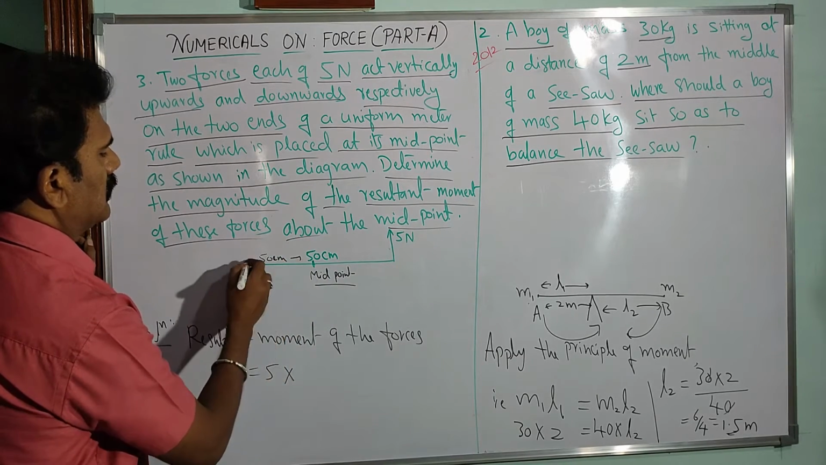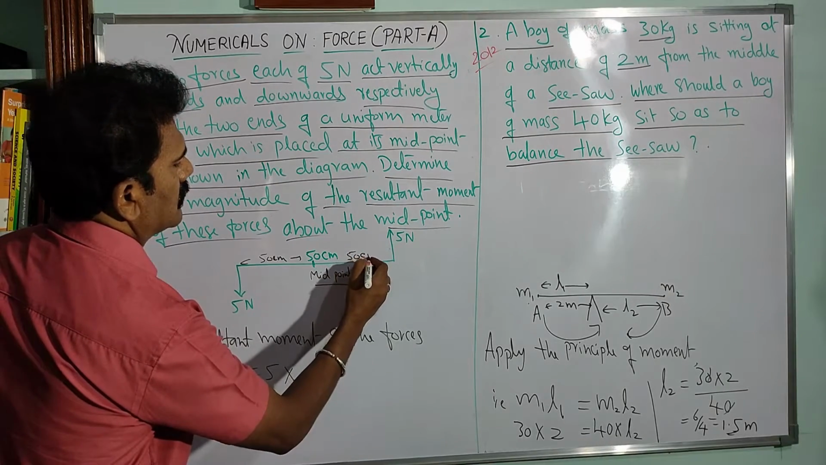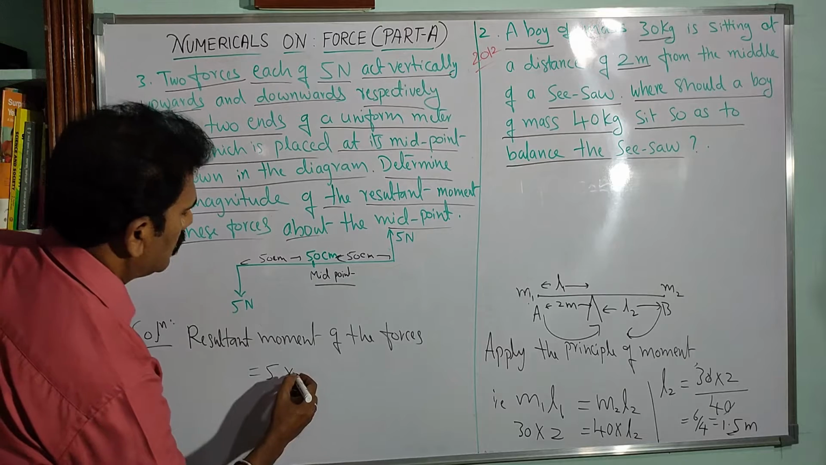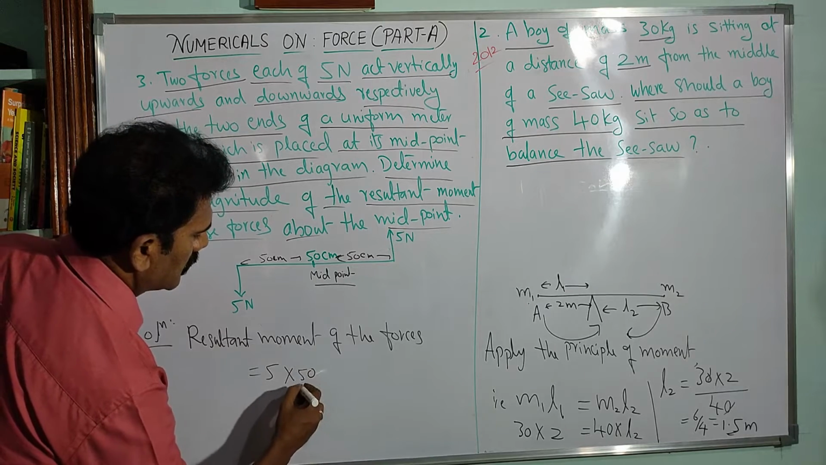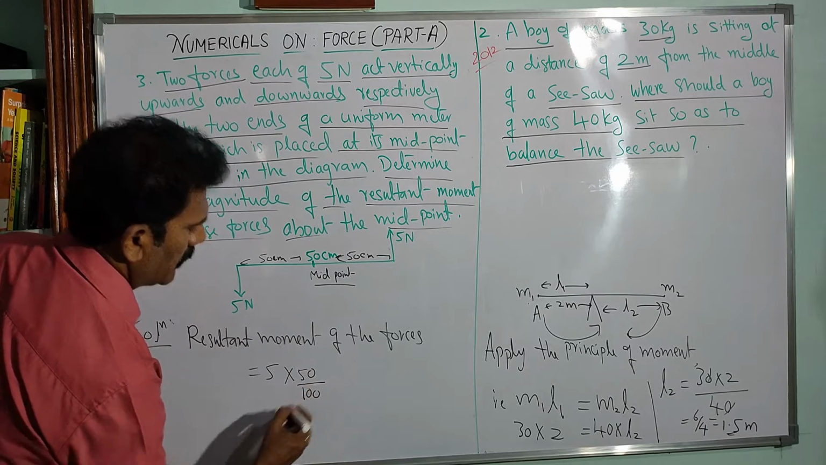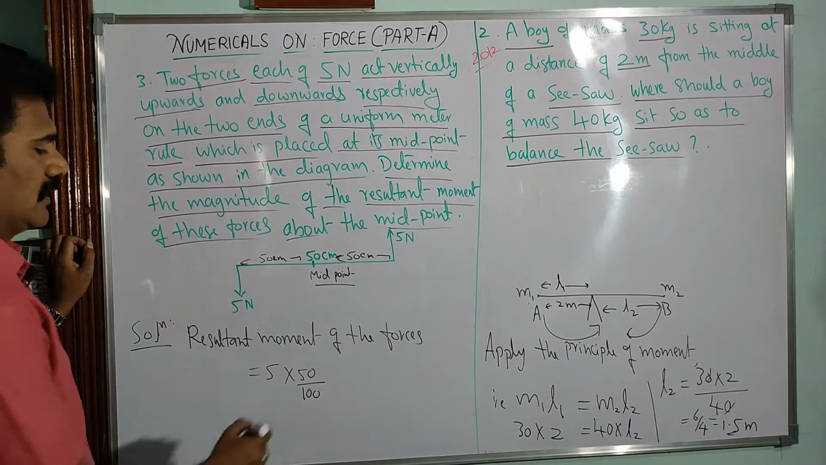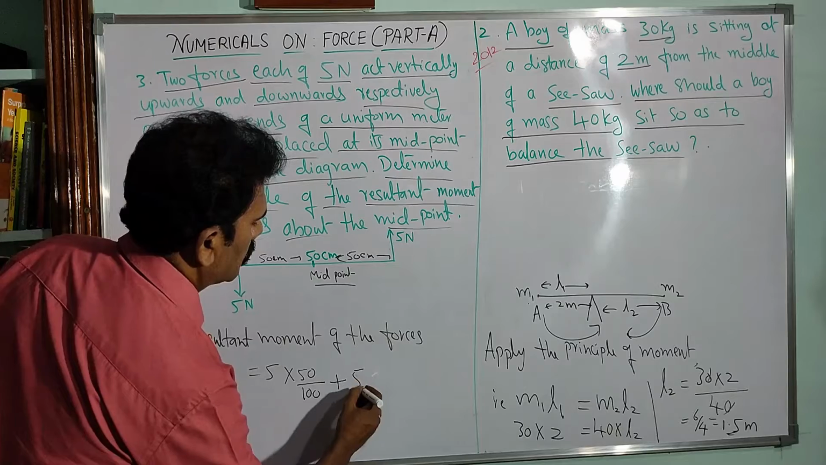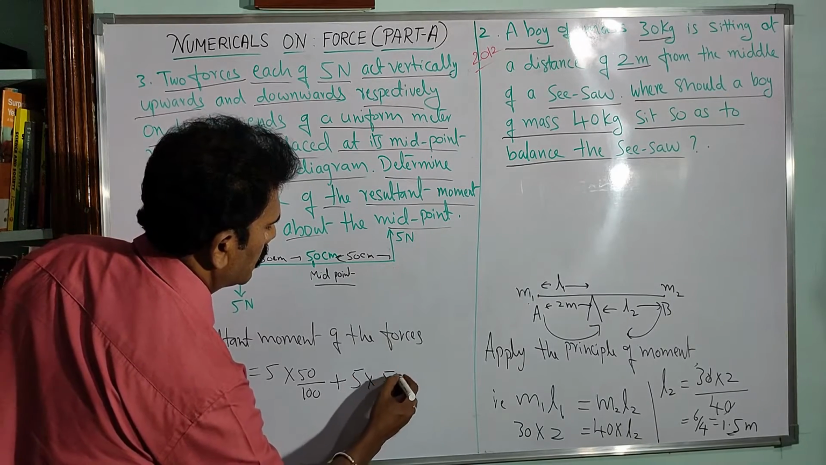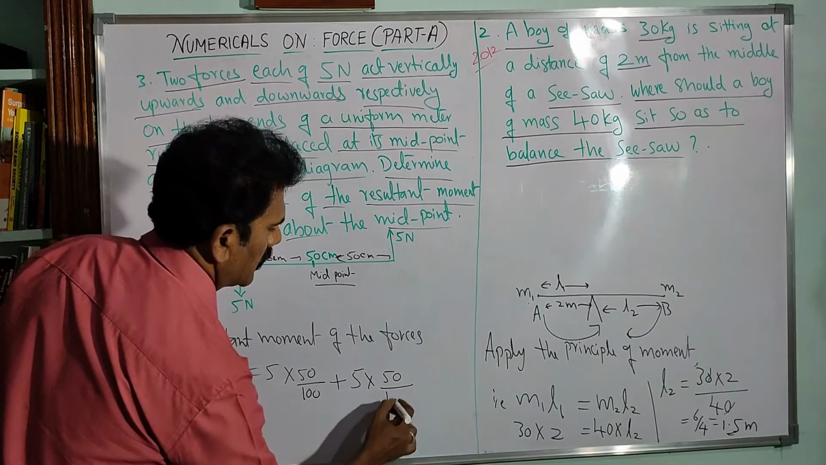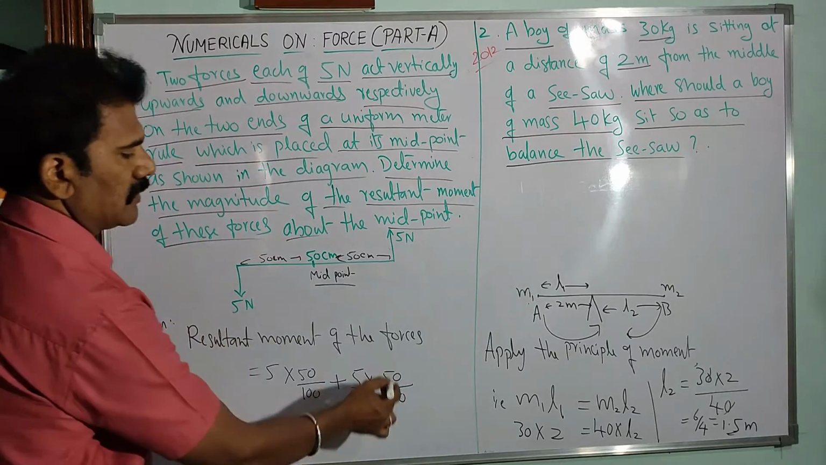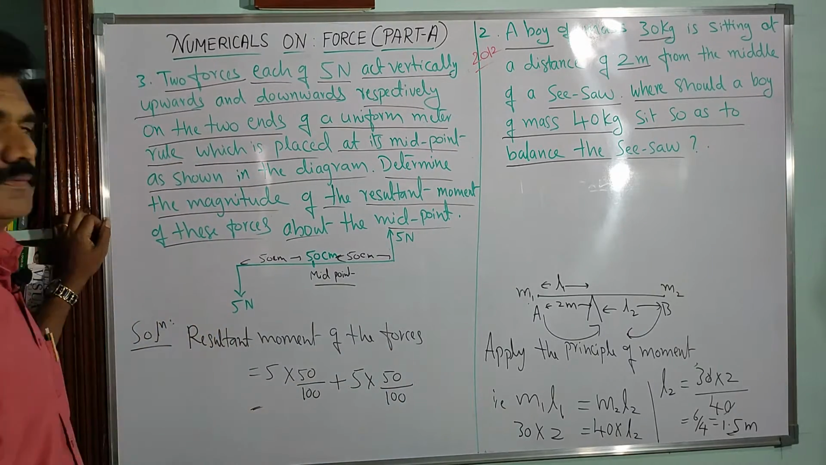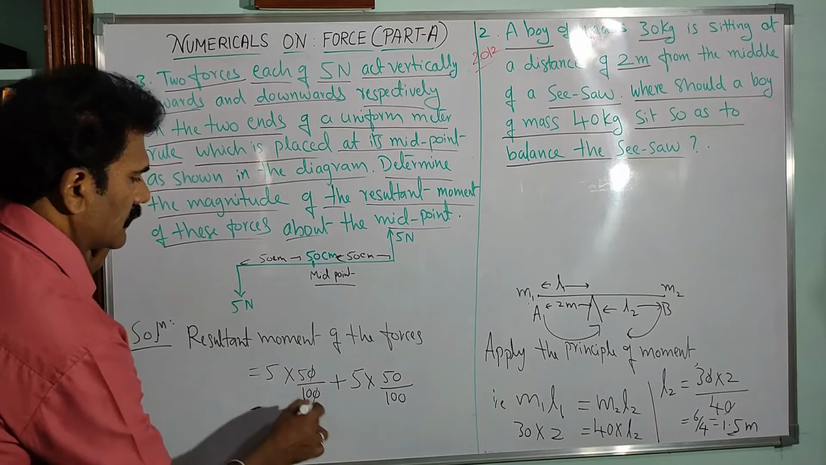Okay, this side is 50 centimeter, this side is also 50 centimeter, right? So 5 into 50 centimeter, you can convert it to meter also, 50 by 100 converts to meter. Plus the other side also the force is same, 50 into distance is 50 by 100, 50 centimeter by 100 gives meter, right? Now this is the calculation, so you can just calculate like this, right?